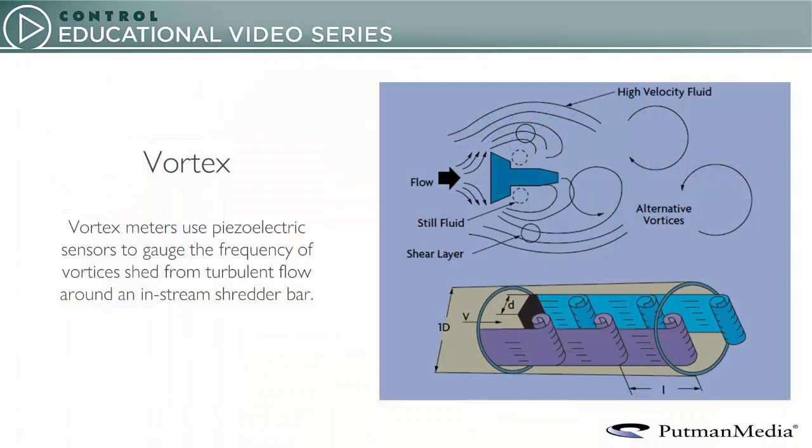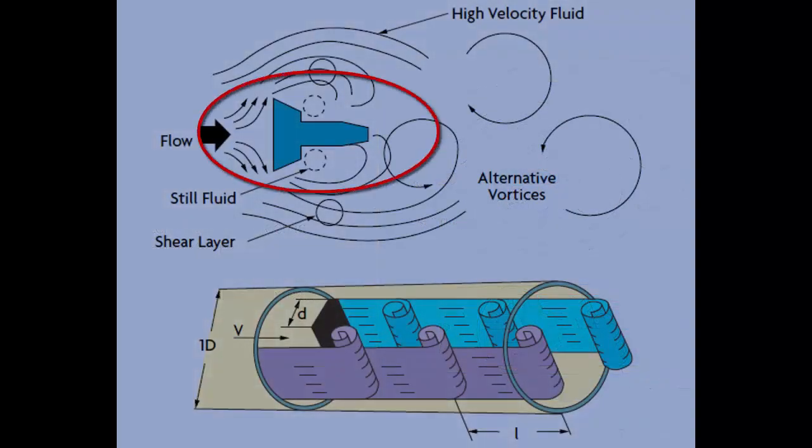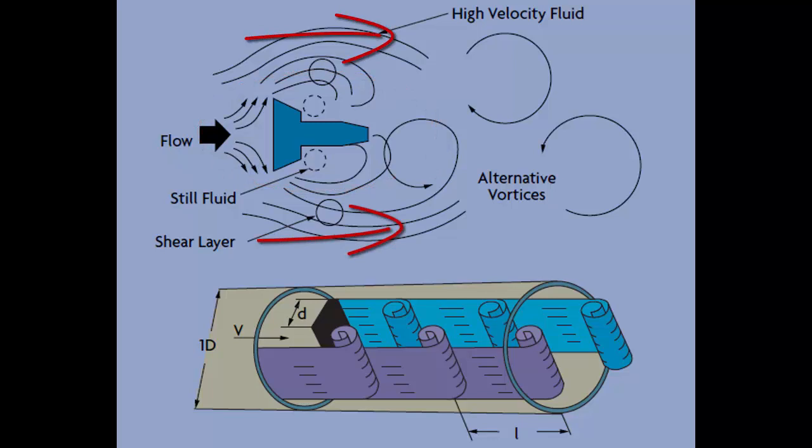Frequency-based technologies include vortex and turbine flow meters. Vortex meters use piezoelectric sensors to gauge the frequency of vortices shed from turbulent flow around an in-stream shredder bar. A piezoelectric sensor detects the pressure oscillation around the bar, or a piezoelectric strain gauge detects the forces exerted on the bar. The vortex shedding frequency is directly proportional to the velocity of the fluid in the pipe and independent of fluid properties such as density, viscosity, and conductivity.